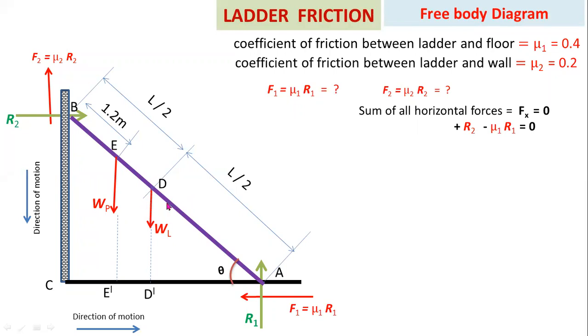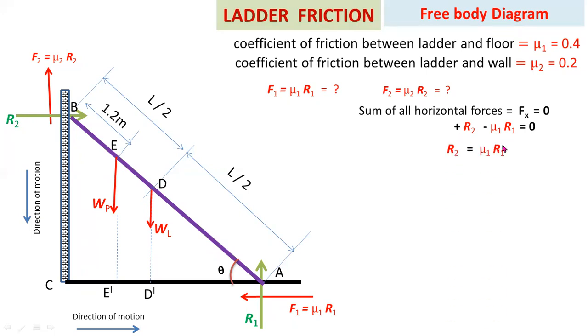For getting the value of the reaction forces, you have to resolve all the forces along the horizontal axis. Here F1 equal to mu1 R1 and R2 are the two forces acting along the horizontal axis. So the sum of all horizontal forces equal to 0. For the left side direction consider minus sign, and for the right side direction consider positive sign. So R2 minus mu1 R1 equal to 0, so R2 equal to mu1 R1.